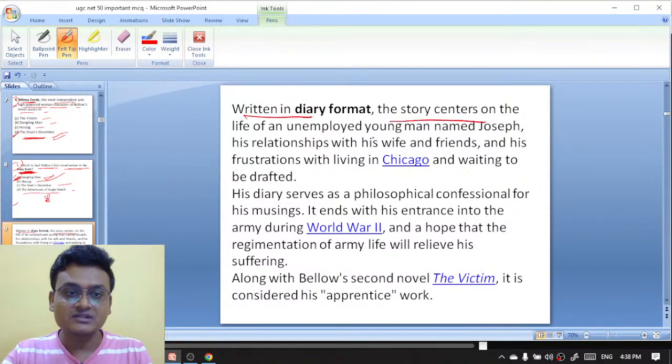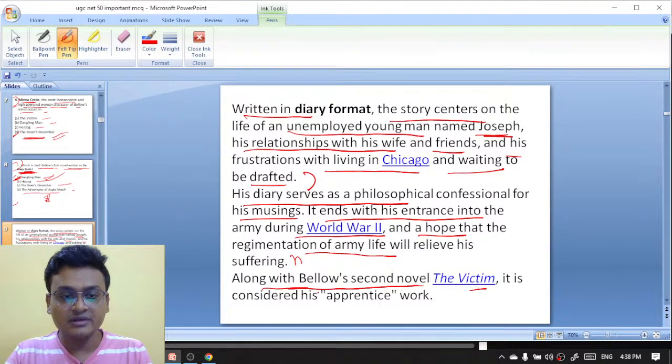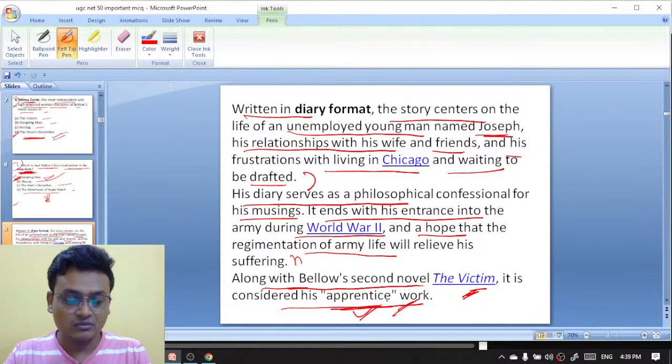Written in diary format, Dangling Man centers on the life of an unemployed young man named Joseph, his relationship with his wife and friends, and his frustrations with living in Chicago and waiting to be drafted. His diary serves as a philosophical confessional for his musings, and it ends with his entrance into the army during World War II and a hope that the regimentation of army life will revive him. Along with Bellow's second novel, The Victim, it is considered an apprentice work.